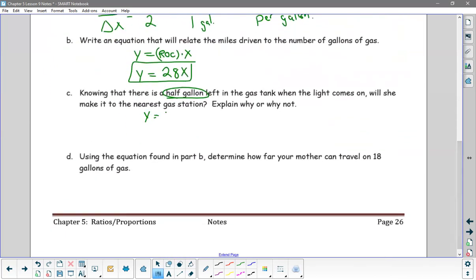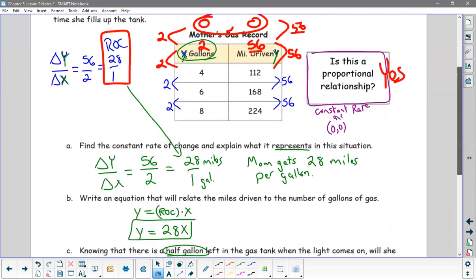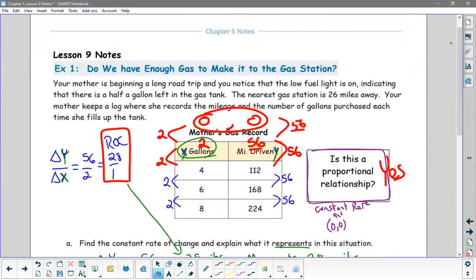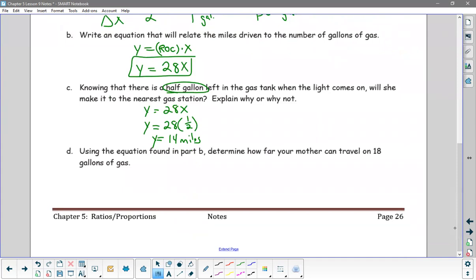So y equals 28x. I'm going to take the x out, and I'm going to sub in my 1/2, and then I can see what happens, right? 28 times a half turns out to be 14 miles. So with a half gallon of gas, we can go 14 miles. Will Mom make it to the gas station? Well, we have to go back up. How far was it to the gas station? The nearest gas station is 26 miles away, right? Well, she only has a half gallon, which will get her 14 miles. Is she going to make it? No, Mom's going to get stranded, right?